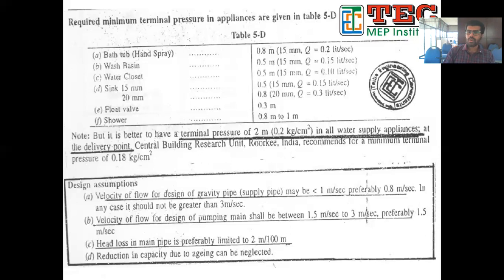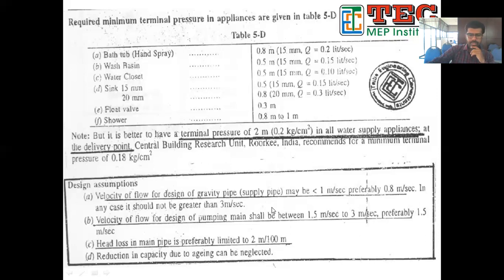So when we are trying to design a pipe, you can fix this 0.8 meter per second. With respect to that velocity, you can size the pipe. You understood what I'm saying? And in any case, it should not be greater than 3 meter per second. The speed of the water in the gravity pipe should not be greater than 3 meter per second at any cost.